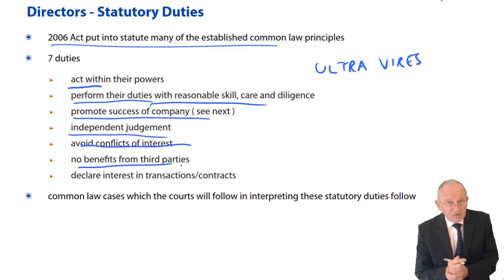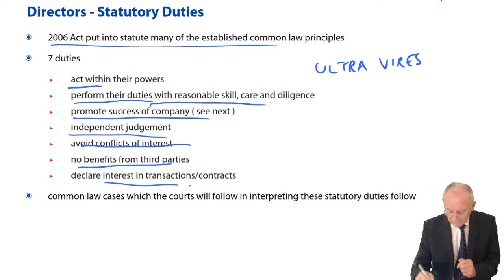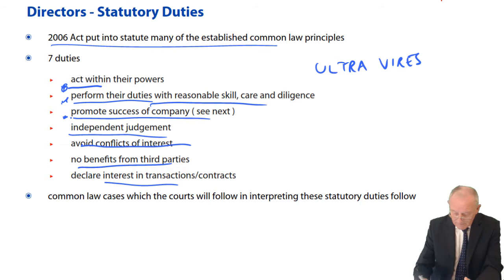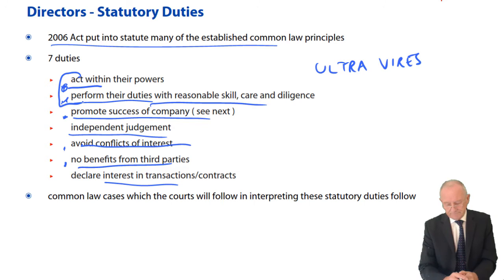And declaring interest in transactions, transparency, declaring an interest in contracts. Act within their powers. Perform with due skill, care, and diligence. Promote the success of the company, independent judgment. Avoid conflict, no benefits, total openness and transparency. Those two are theatrical, aren't they? Acting and performing. Promote success of the company.